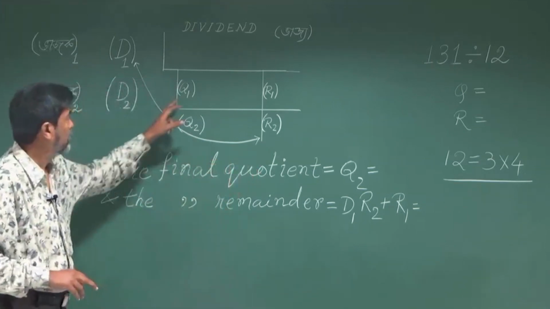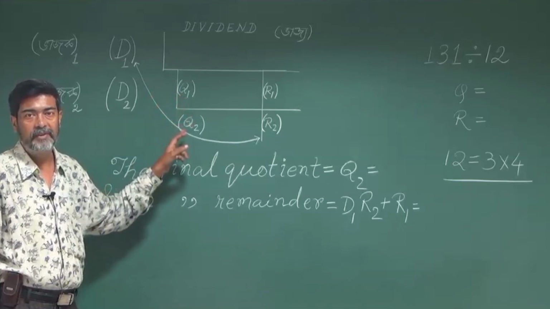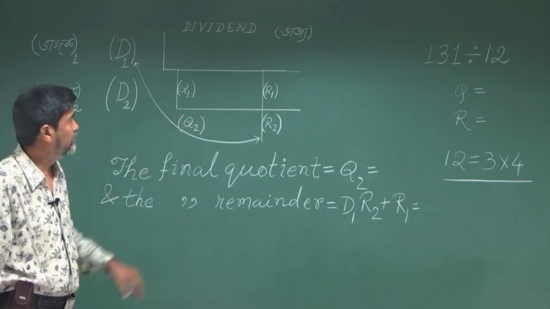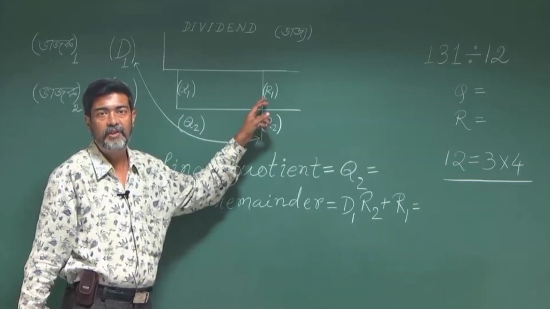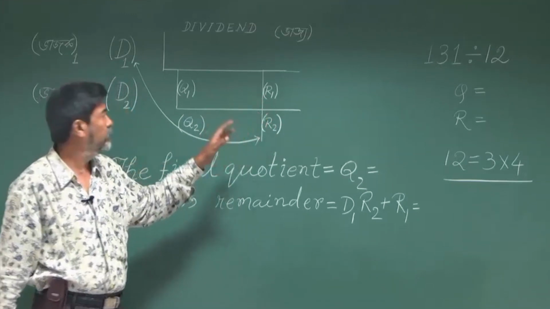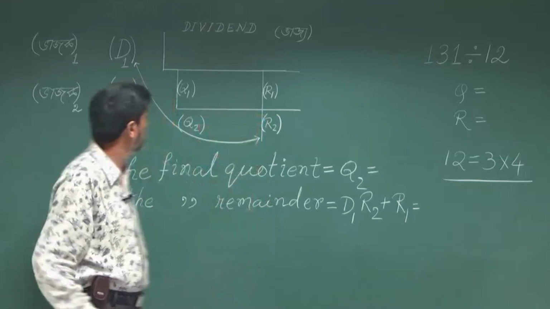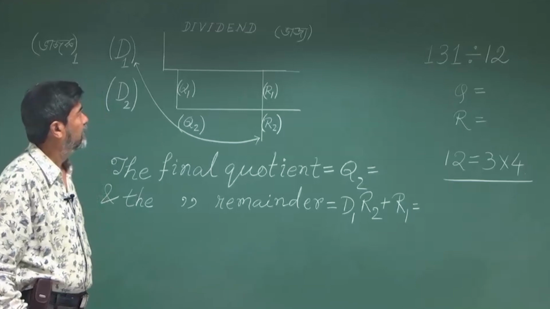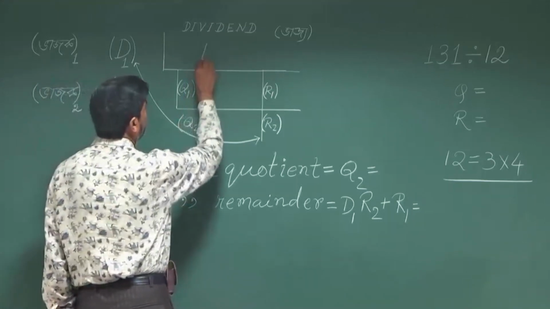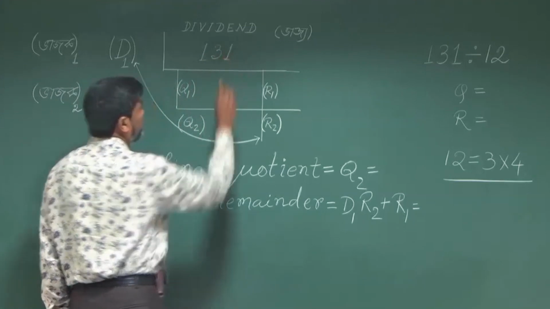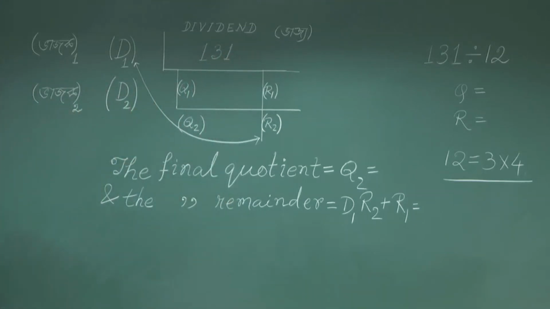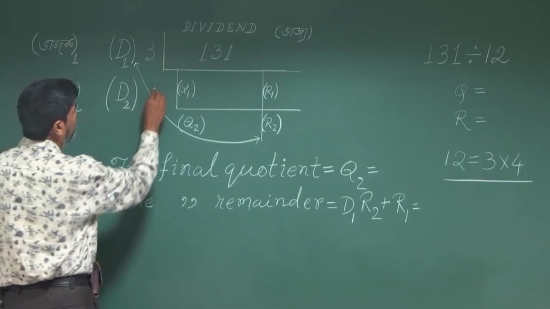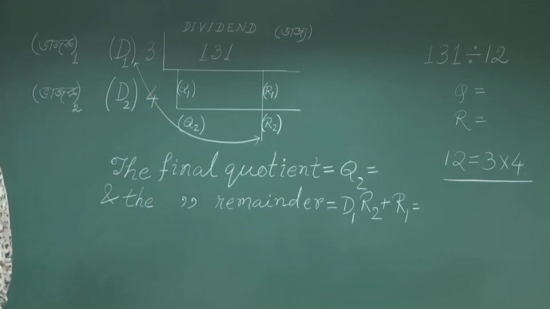For the first quotient, we use the symbol Q1. For the second one, we use the symbol Q2. Q for the word quotient. And for the remainders, similarly, for the first division, we use R1 for the first remainder, and we use R2 for the second one. And you know that the number which is to be divided by 12, that very number 131, is the dividend here. And for the first divisor, we have 3, and for the second division, the divisor is 4. It has been mentioned earlier.